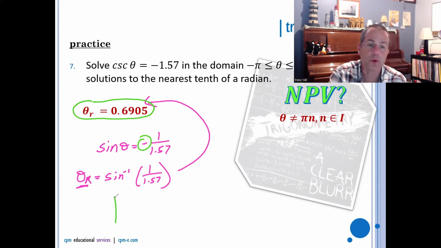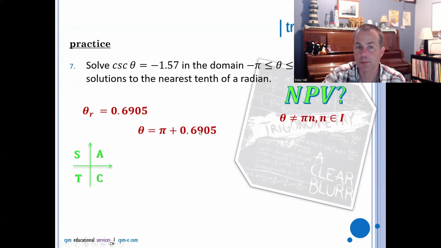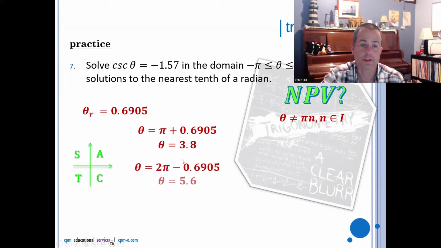Now I'm going to think, okay, well, where is my sine ratios negative? And I know that's in quadrant 3 and in quadrant 4. So I want to apply this reference angle right here into quadrant 3 and 4. Okay, so for quadrant 3, I'm going to go pi plus the reference angle. And then for quadrant 4, I'm going to go 2 pi minus the reference angle. And those are final answers, so I am rounding to the nearest tenth.